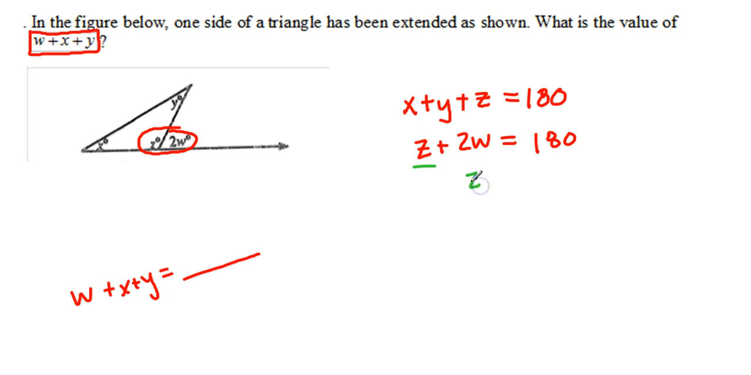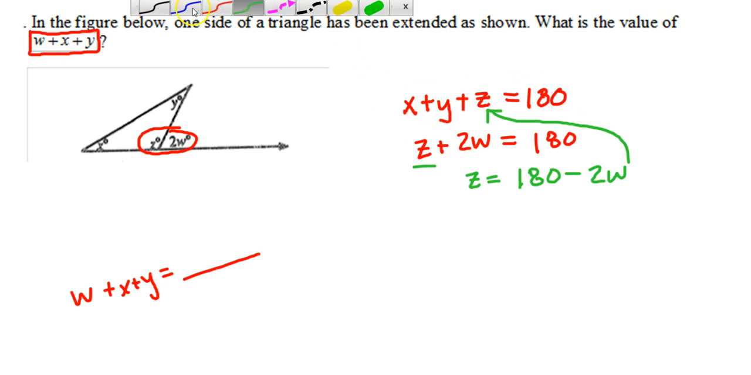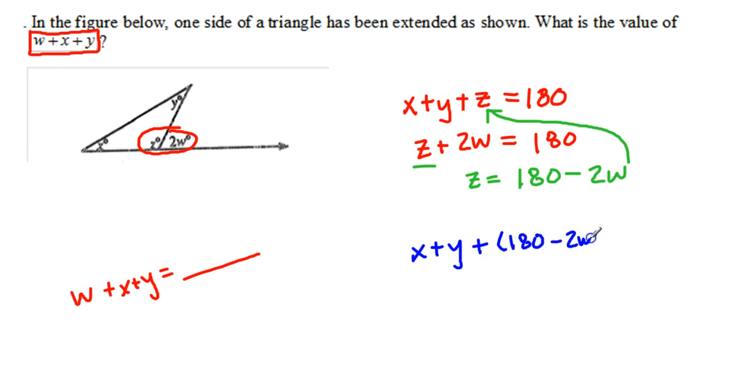So we know that z equals 180 minus 2w, and I can plug that up here into that equation, and what I'm left with is something that looks like this, x plus y, which is good. That's a good start. I need x plus y right there, and instead of a z, I'm going to plug in a 180 minus 2w, and that's equal to 180.